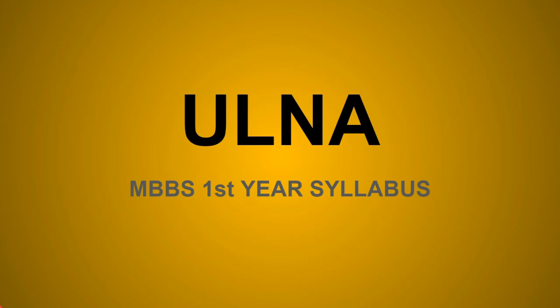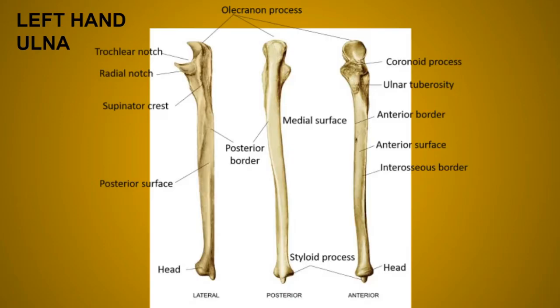Hello everyone. Today we'll discuss the ulnar bone. First of all, you should know that the ulnar bone is the medial bone of the forearm, while the lateral bone is the radius bone. Now, the very important thing is side determination of this particular ulnar bone.